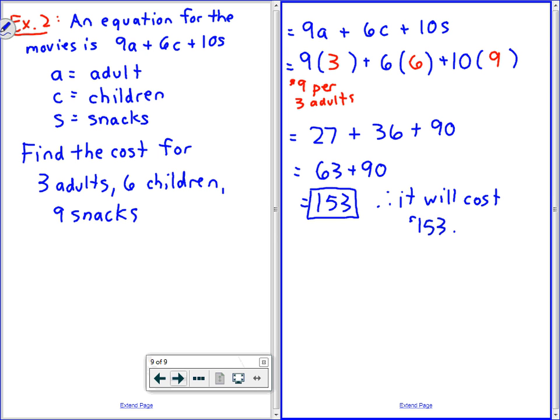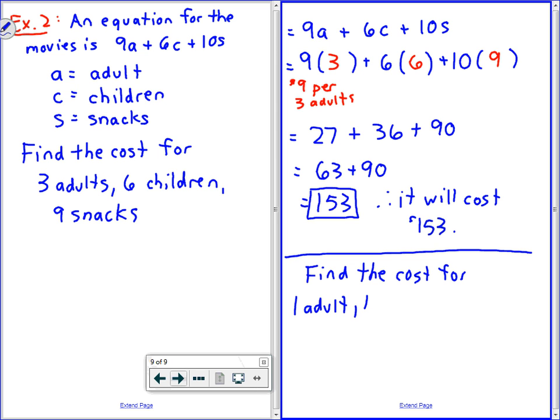Okay? I want you to try one of these on your own before we. Okay, to finish up here, you get to do this, and you're going to do this on your own, and then I'll take it up. Find the cost from like the class. The class, which is going to be 1 adult, 14 children, and 15 snacks.